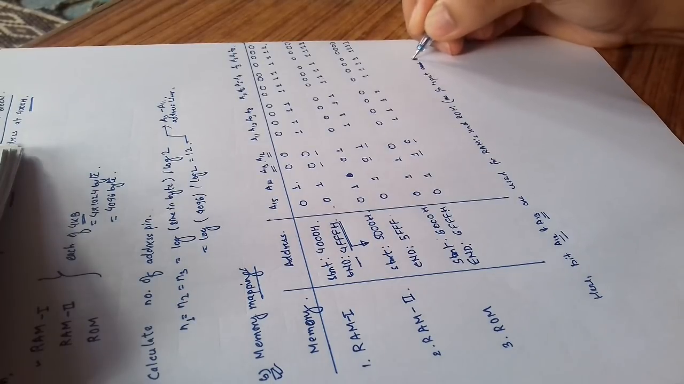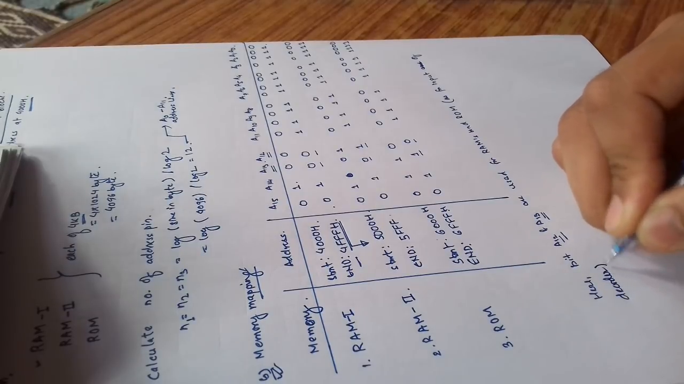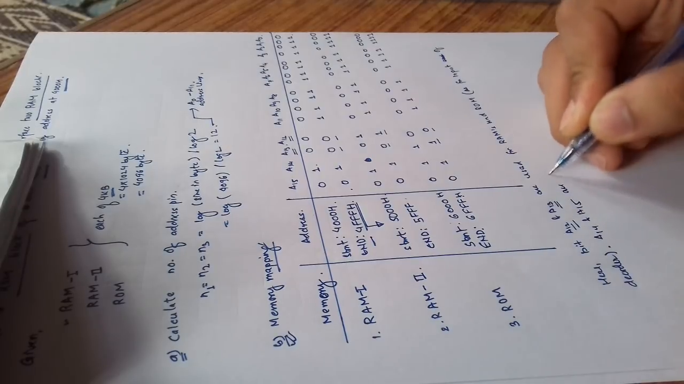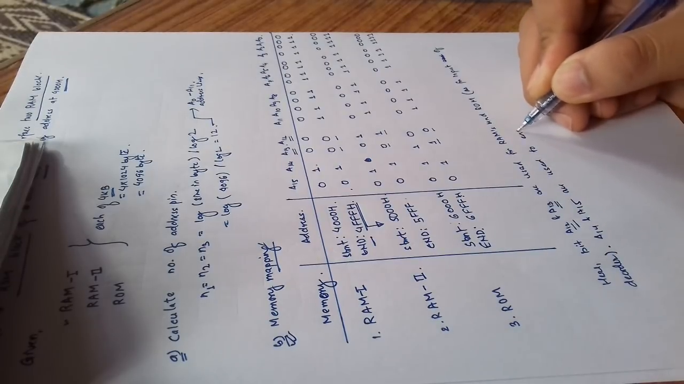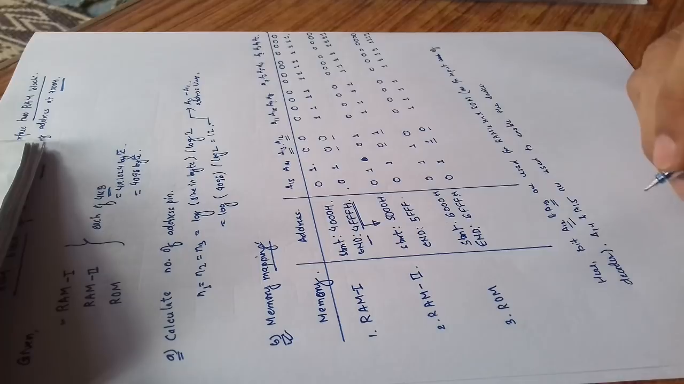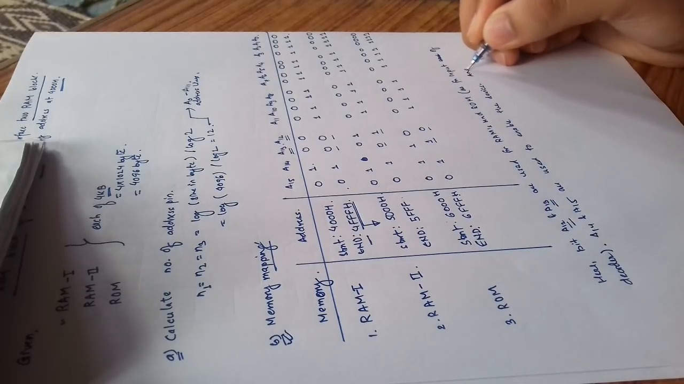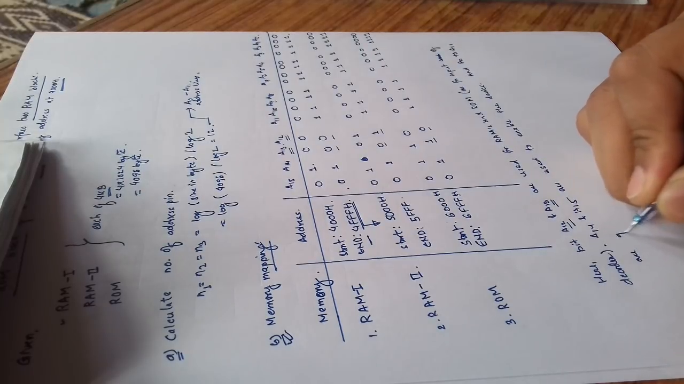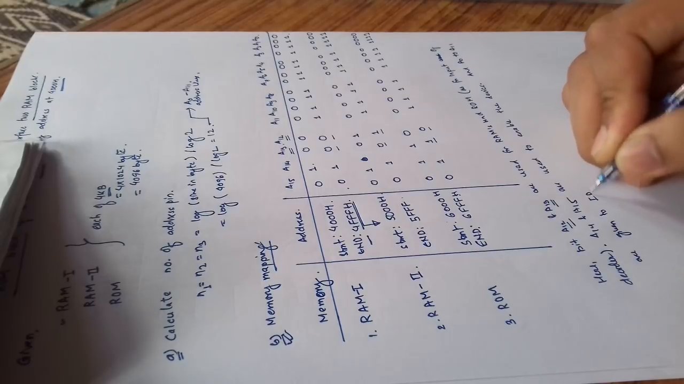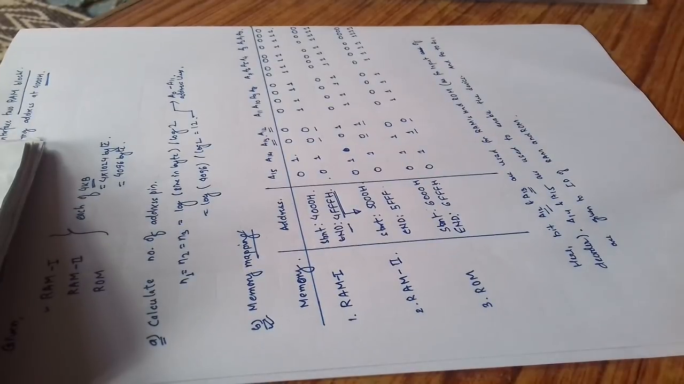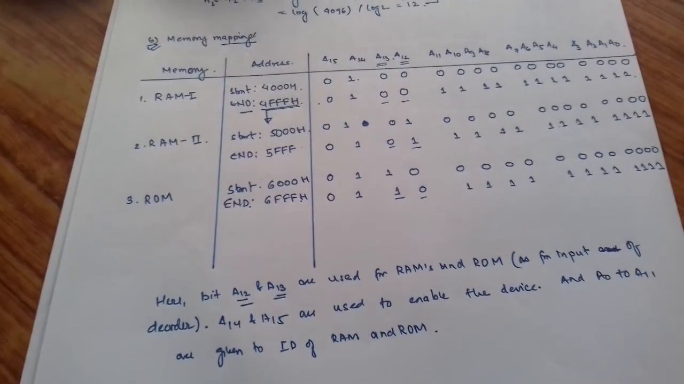As for the inputs of the decoder, A15 is used to enable the decoder, and the remaining bits A0 to A11 are given to RAM and ROM. Make sure you write this paragraph. Before you proceed, please check your table. It must be similar to this table.